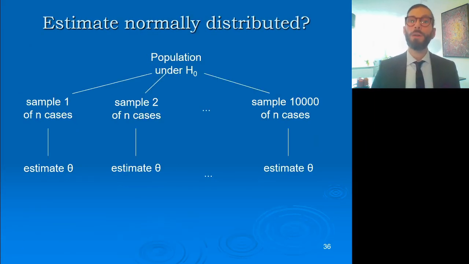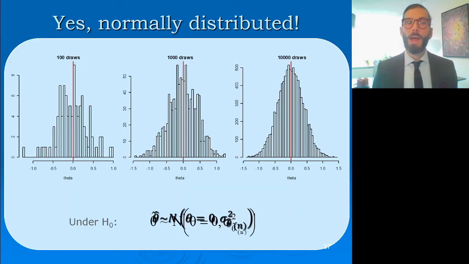Now, this logic for significance testing of a parameter estimate applies when the sampling distribution is indeed normal. So that means that if we had a population under the null hypothesis, so the null hypothesis is true and the population value of theta is equal to zero, then we could draw maybe 10,000 samples of each n cases large. In each of those samples, we could estimate theta, and then we should observe a distribution something like this.